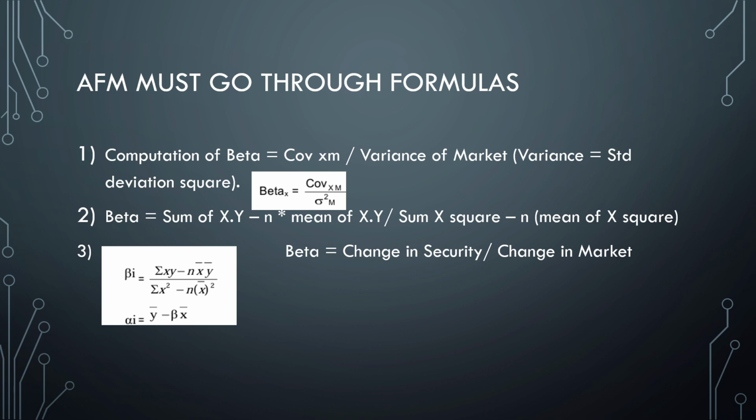Next one, how you can arrive: beta is equal to sum of xy minus n into x bar y bar, that is the means of security and market respectively, by sum of x square minus n into mean of x square. This is the most frequently tested formula. Next one is beta is equal to change in security by change in market. A question came from this last attempt, so give more importance to the first two formulas.